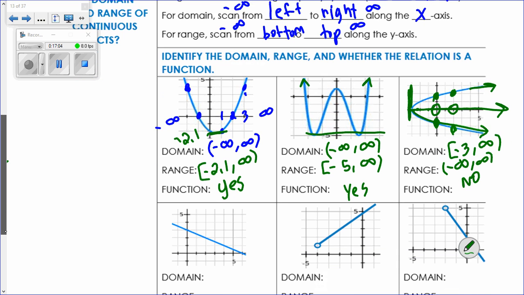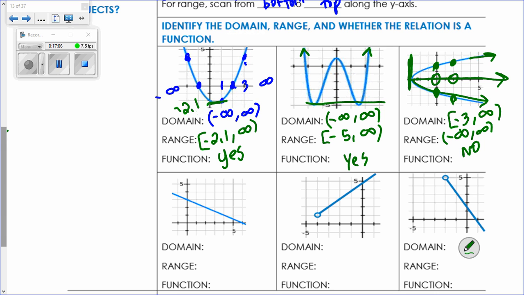Going to the bottom part, my domain, this is a straight line. Remember, for straight lines, it's always all real numbers, or negative infinity to positive infinity. The range, negative infinity to positive infinity. And if it's not vertical, it's always a function.